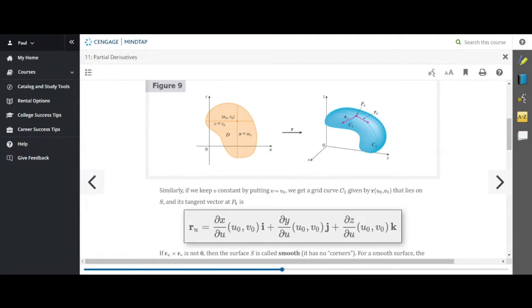Where you see it there in Figure 9 in the picture, r sub v, that's the tangent vector to the curve C1. I might have had C1 and C2 switched, but the idea is okay.